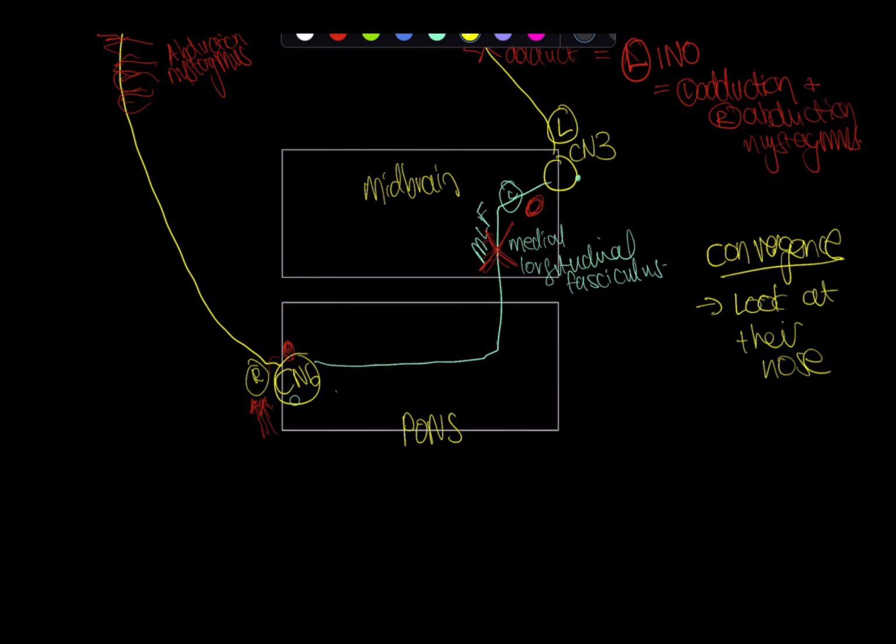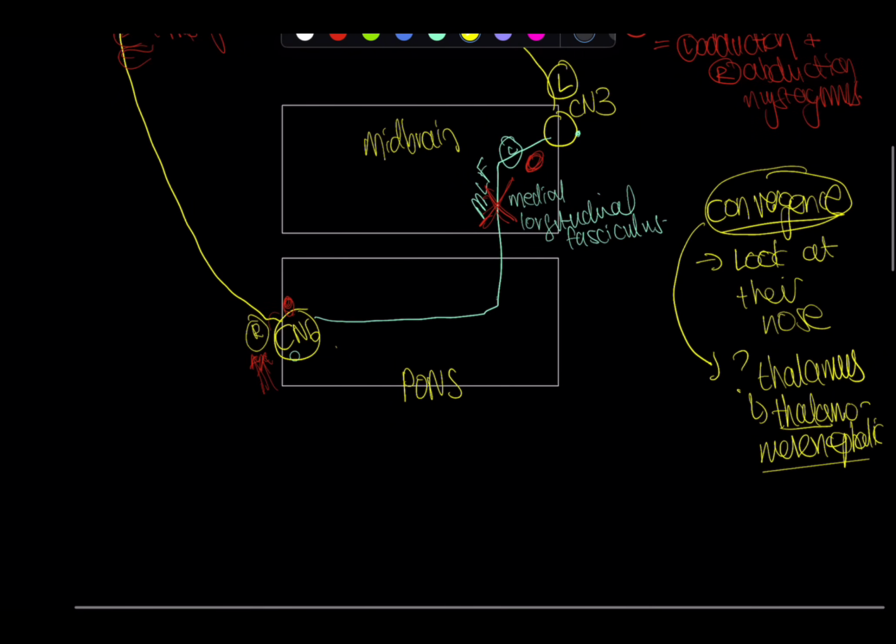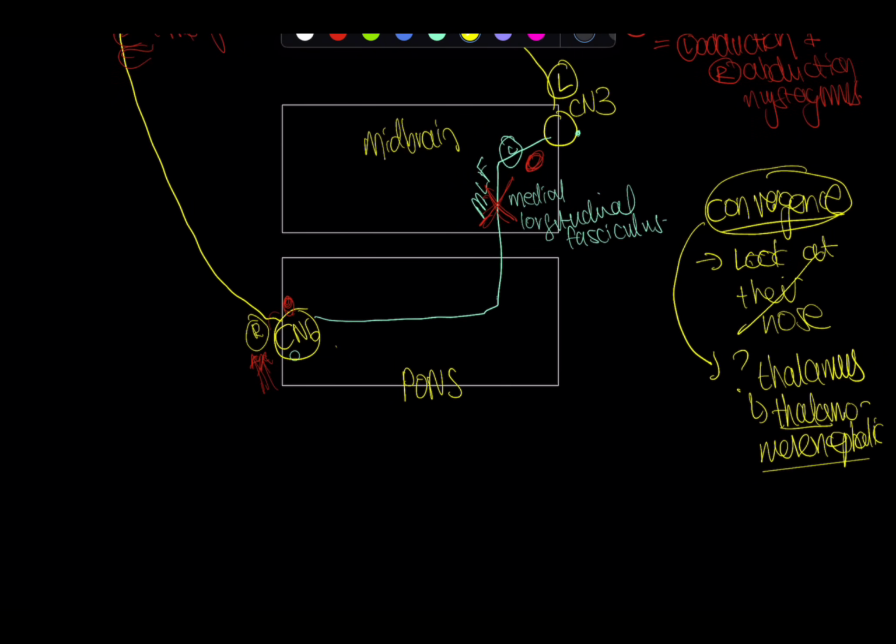Where are the convergence centers found in your brain? They're found in the thalamus, or rather, more specifically, the thalamo-mesencephalic junction. It's basically where the thalamus connects to the midbrain. So already you've got the clue there. It is very close to the midbrain, and that is your convergence centers. So if you ask a patient to look at their nose and they cannot, then the lesion must be in the midbrain.